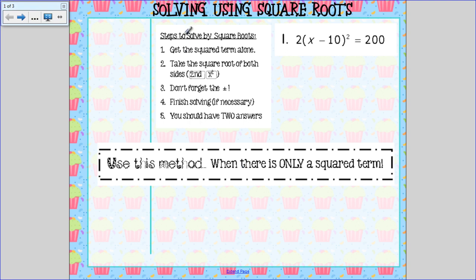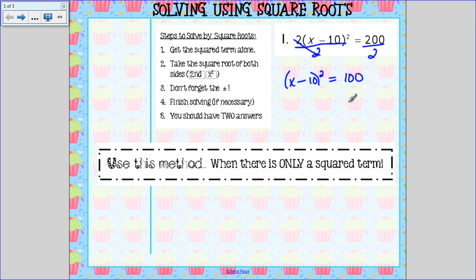So here are your steps, and this is in your foldable. The first thing you have to do is get the squared term alone. Whatever thing is to the second power has got to be by itself. In this first example, the thing that is to the second power is all of this in parentheses, x minus 10, the whole thing squared. So that needs to be alone, but this 2 is not part of that. So the first thing we're going to do is divide both sides by 2. What we'll have left is x minus 10 squared is equal to 100.